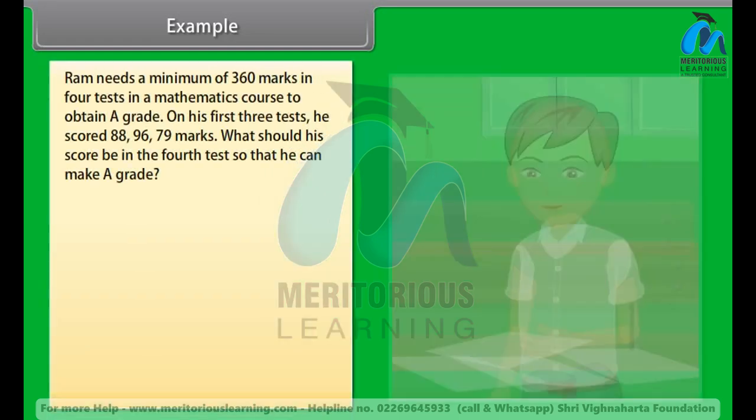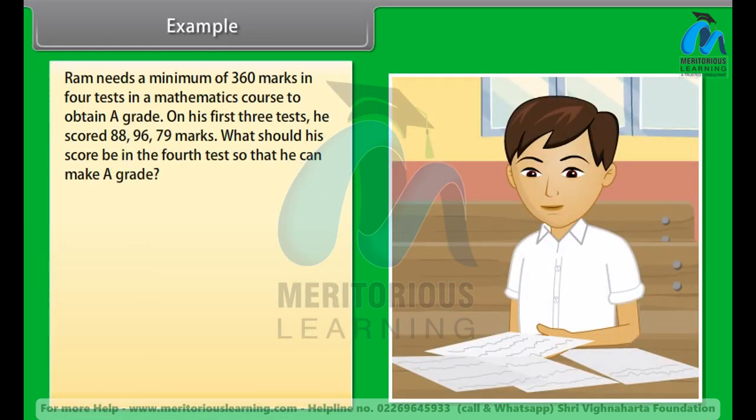Example. Ram needs a minimum of 360 marks in 4 tests in a mathematics course to obtain A grade. On his first 3 tests, he scored 88, 96, 79 marks. What should his score be in the fourth test so that he can make A grade?